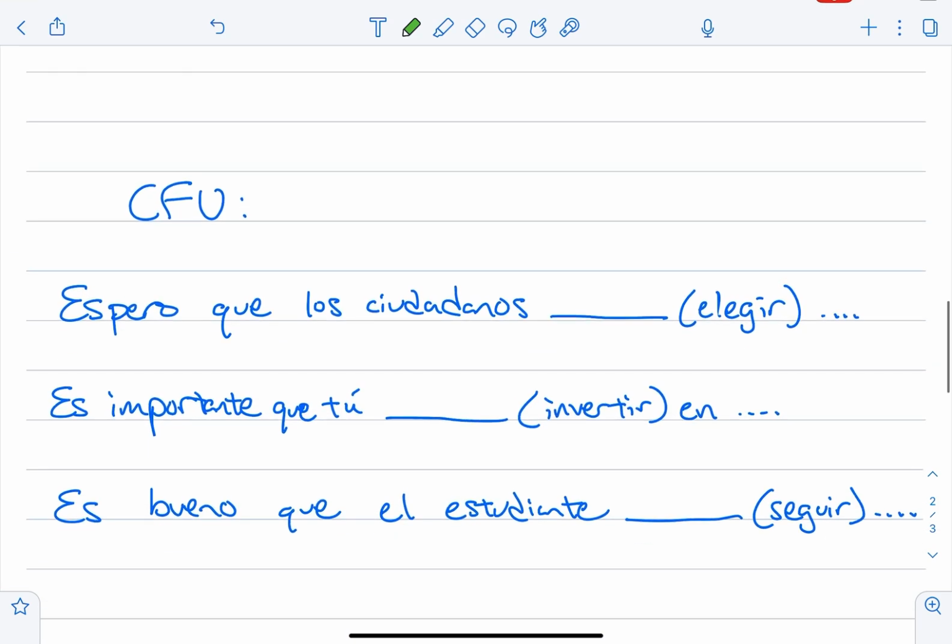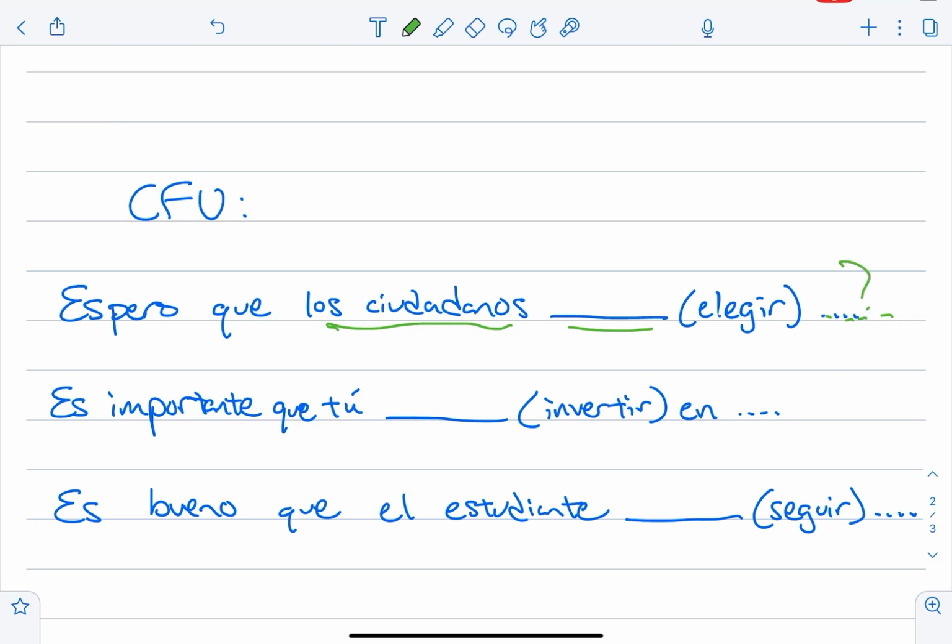Now your check for understanding, I want you to completely write out these 3 sentences and conjugate in the subjunctive where the blank is and finish the sentence. Espero que los ciudadanos, I hope that the citizens, then I want you to conjugate elegir here for ciudadanos and then finish the sentence. Elegir means to choose. So I hope that the citizens choose what?